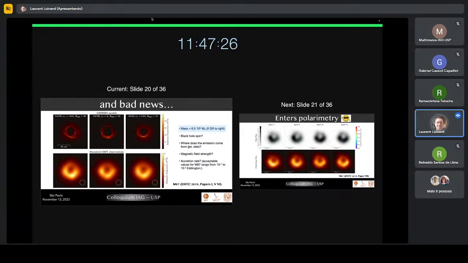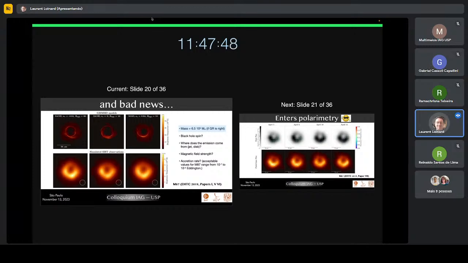In fact, the only thing that we can really say from these images is the mass of the black hole, because this is the size of the ring. If you measure the size of the ring, you get the mass of the black hole. But does it have a spin or not? Well, really, we don't see. We can't really tell if it's a perfect circle or a D letter, so we can't tell.